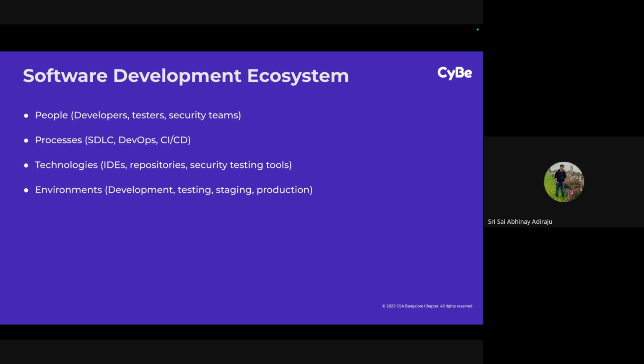Okay. Moving on. Yeah, I think everybody knows this, right? A software development ecosystem consists of people, process, technologies, right? Processes are nothing but the SDLC, DevOps, CICD that we've discussed so far. And then technologies are what tools you're using, what repositories you're using to store your code, etc. And then various environments, and how do you segregate different types of environments, etc.